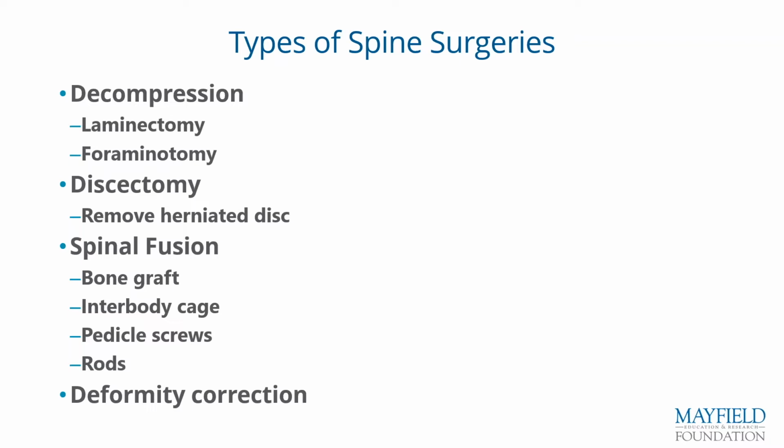Anytime a disease level is kind of falling apart, slipping, or very painful, we can consider a spinal fusion. We utilize bone graft, cages, screws in the bones, and rods. And this holds the bones together and allows them to heal together so they become one bone and fused.